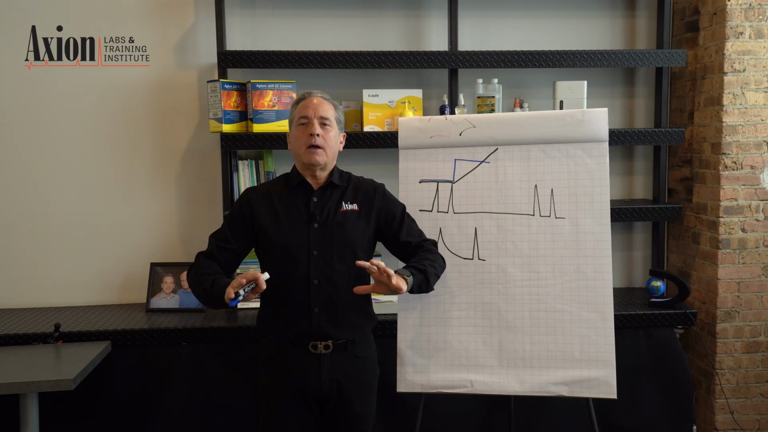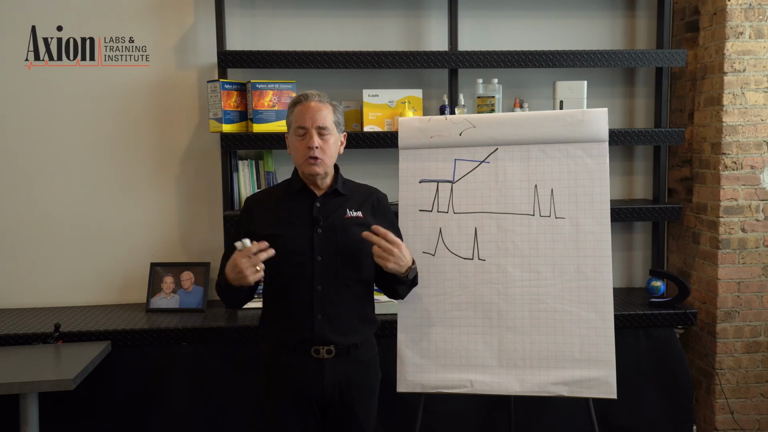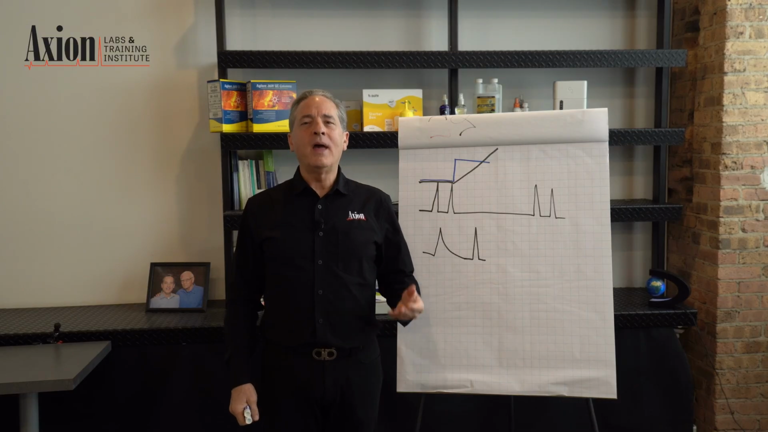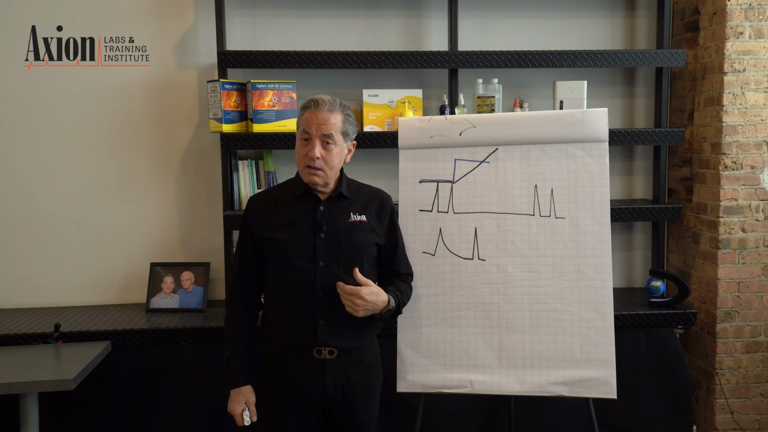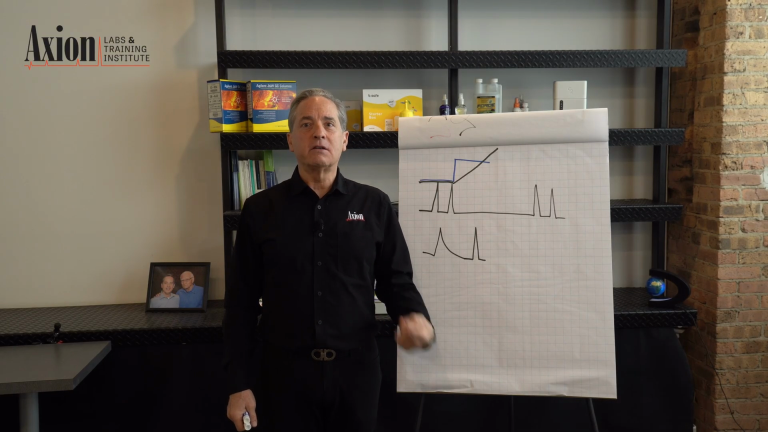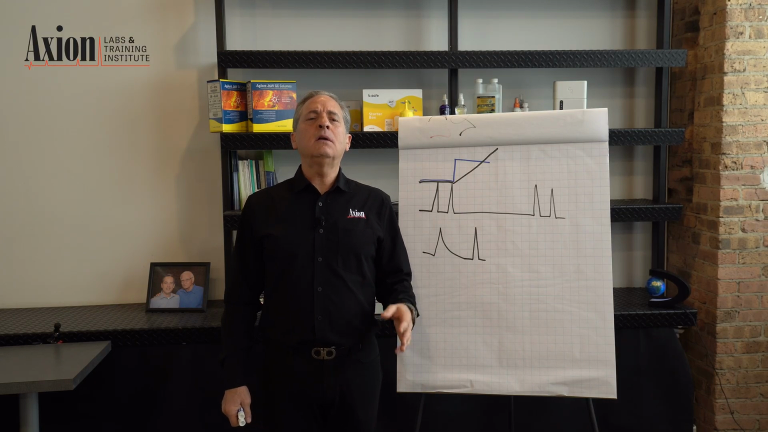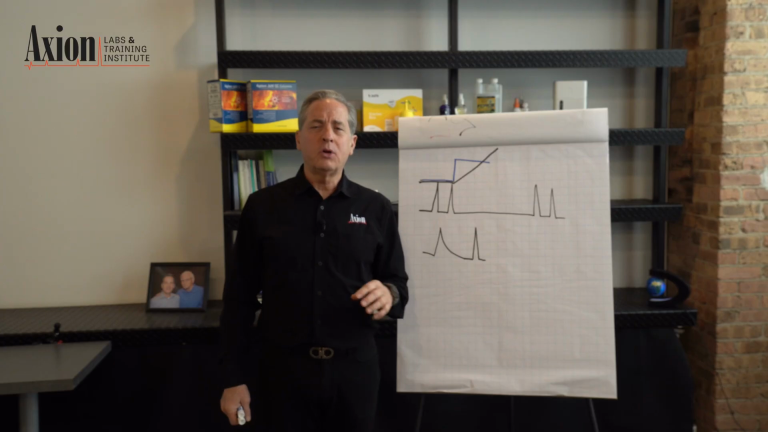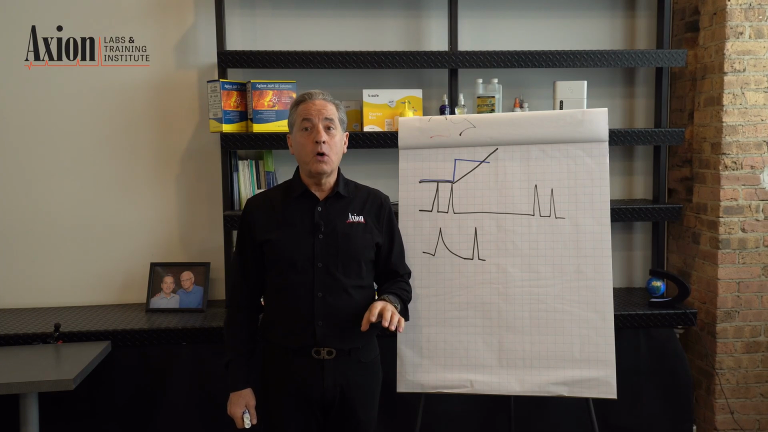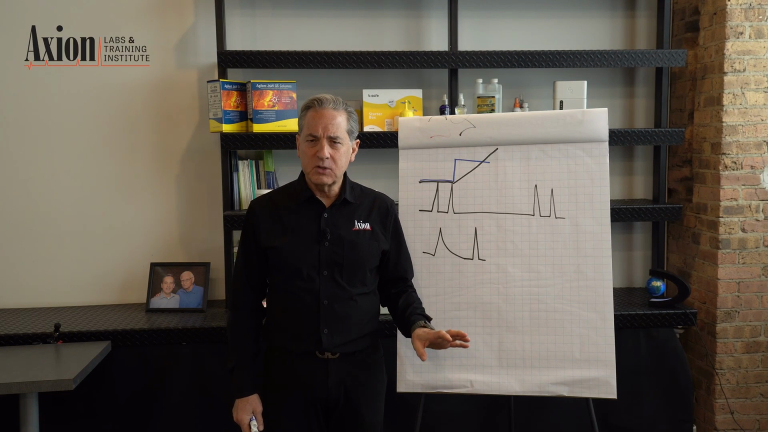So big step back. In the GC world, there's two modes of operation: constant flow and constant pressure. In my mind, there's one right answer, and that's constant flow. Constant flow will always give you the best results. Constant pressure, you're fine. Unless you're doing a temperature program, then you're sort of putting yourself at a disadvantage. Constant flow always gives you the best results.